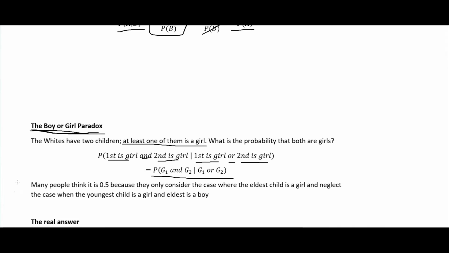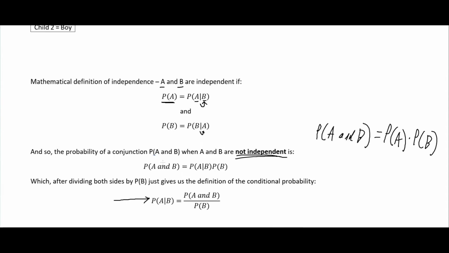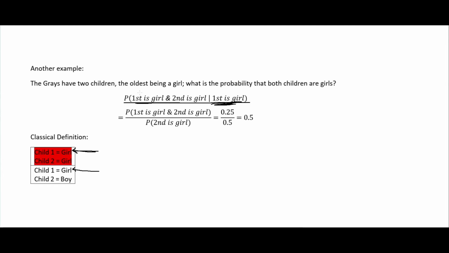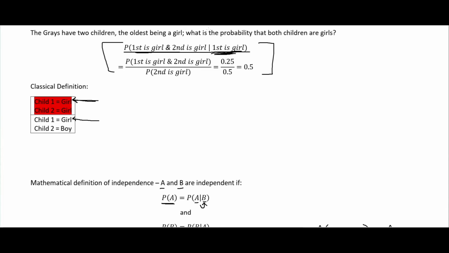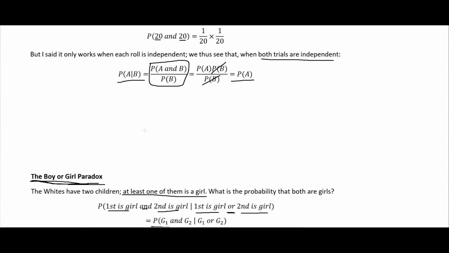And so Steven Pinker says that many people think that it's half because they only consider the case where the eldest child is a girl and neglect the case where the youngest child is a girl and the eldest is a boy. So they sort of don't consider this "or". They essentially just mistake this up here, where just the first child is a girl.